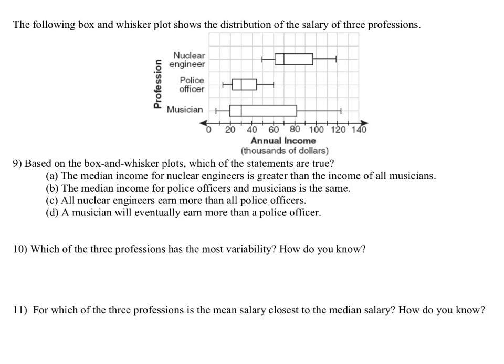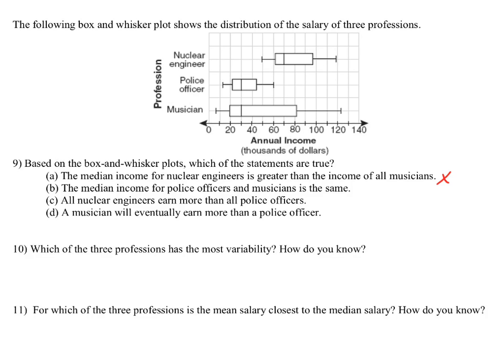Okay, that brings us to the next section where we have these 3 black spots above this distribution here: the annual income for musicians, police officers, and nuclear engineers. And based off the box and whiskers, which one is true? So we have 4 options. Which of the statements are true? See, median income for nuclear engineers is greater than the income of all musicians. Well, that's not true, because some of the musicians have an income up here, so that one's out.